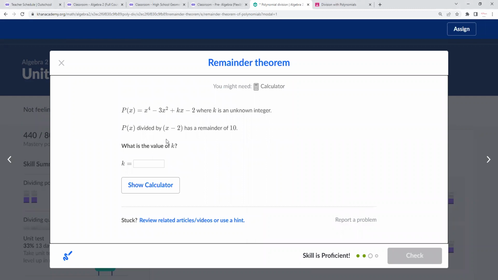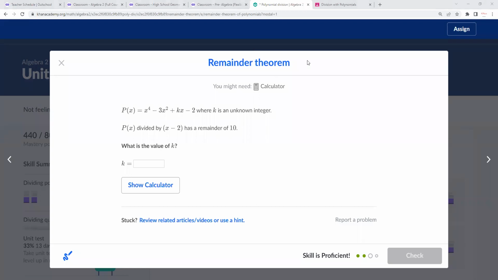Now this says, what is the value of k? Well, I need to plug in a 2. It tells you the remainder is 10, so you know that this is equal to 10. So your remainder is equal to 10. I'm plugging in a 2 for x. And I'm solving for k. So this is basically just solving equations. So we're solving for k, which is right there.